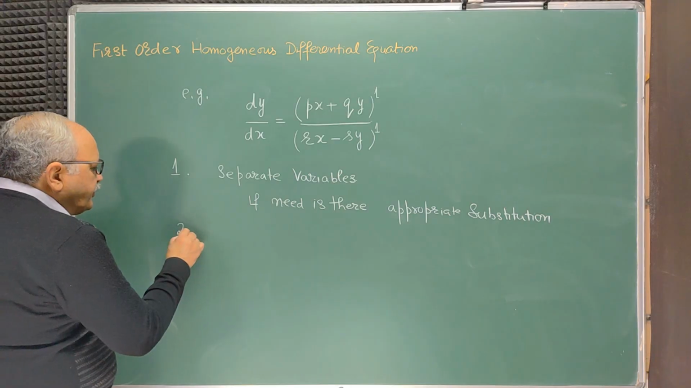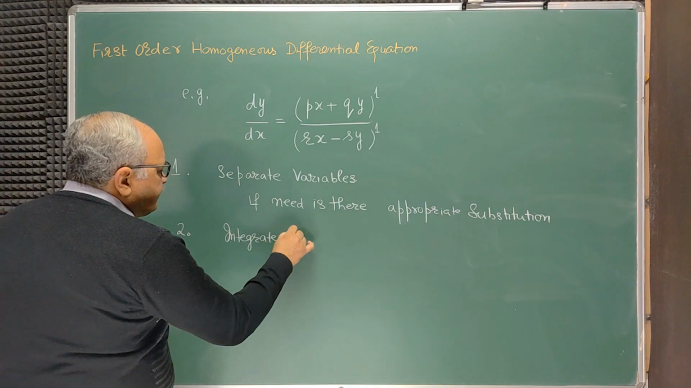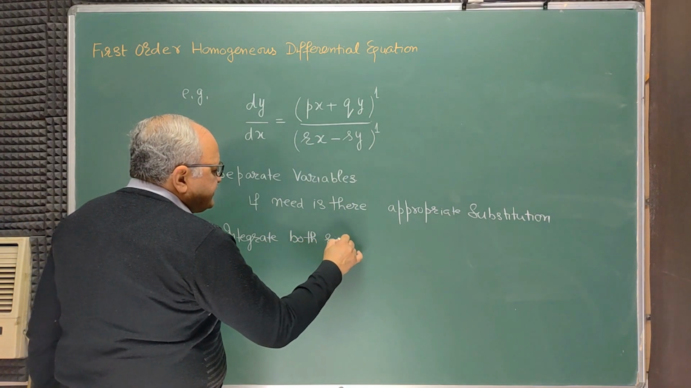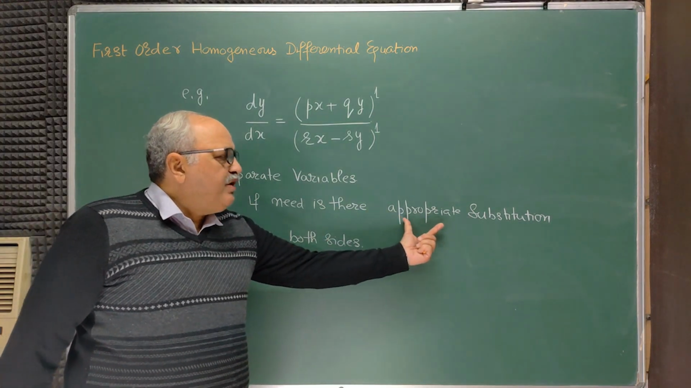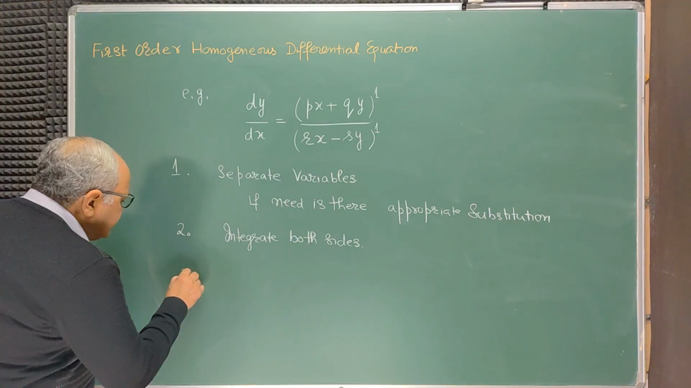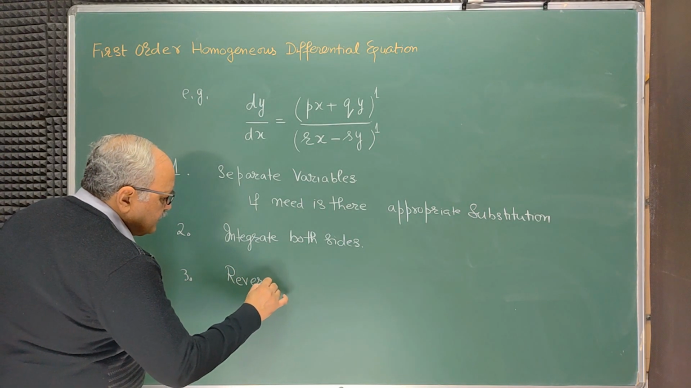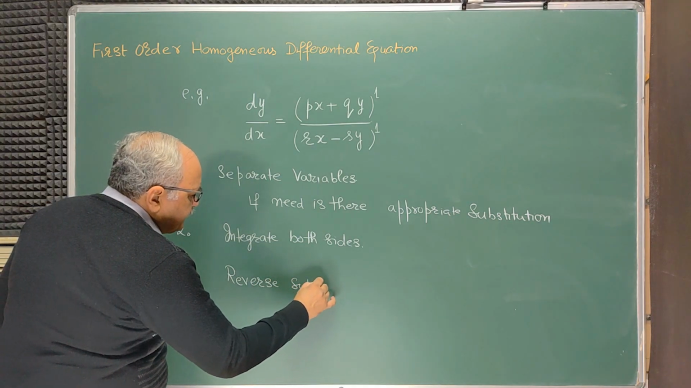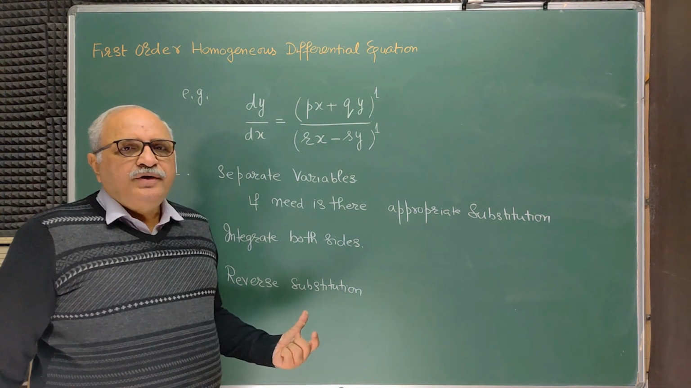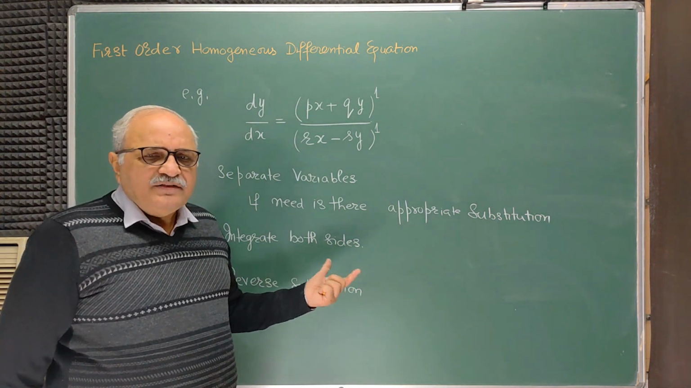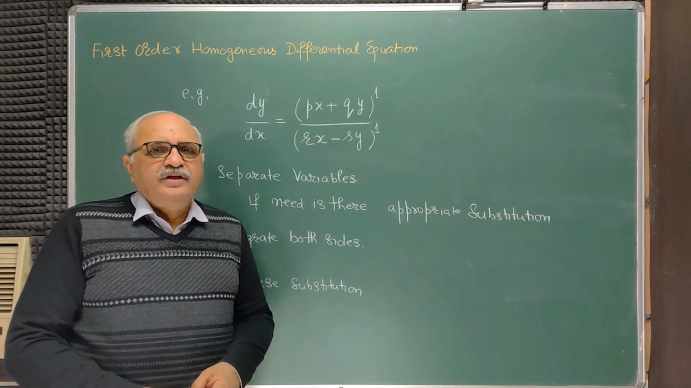Then once you do it, then you integrate both sides to get the relation. But since you have done some substitution, as third step, you have to reverse the substitution, so that you get your function for y in terms of x, right? That is the basically starting dependent and independent variables.